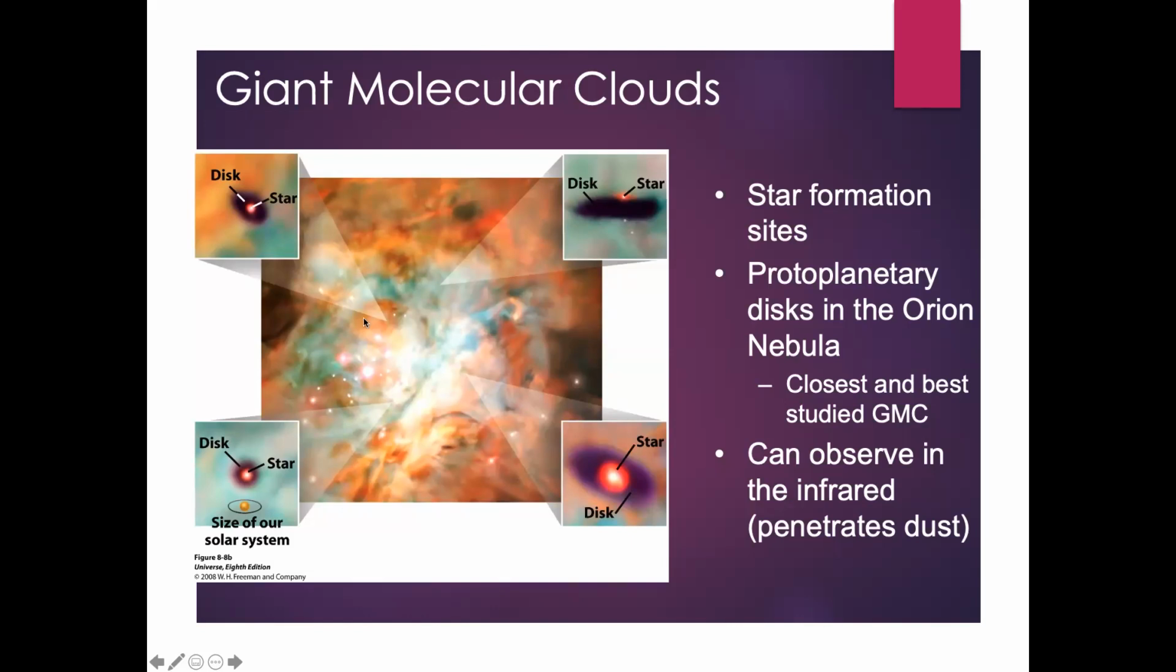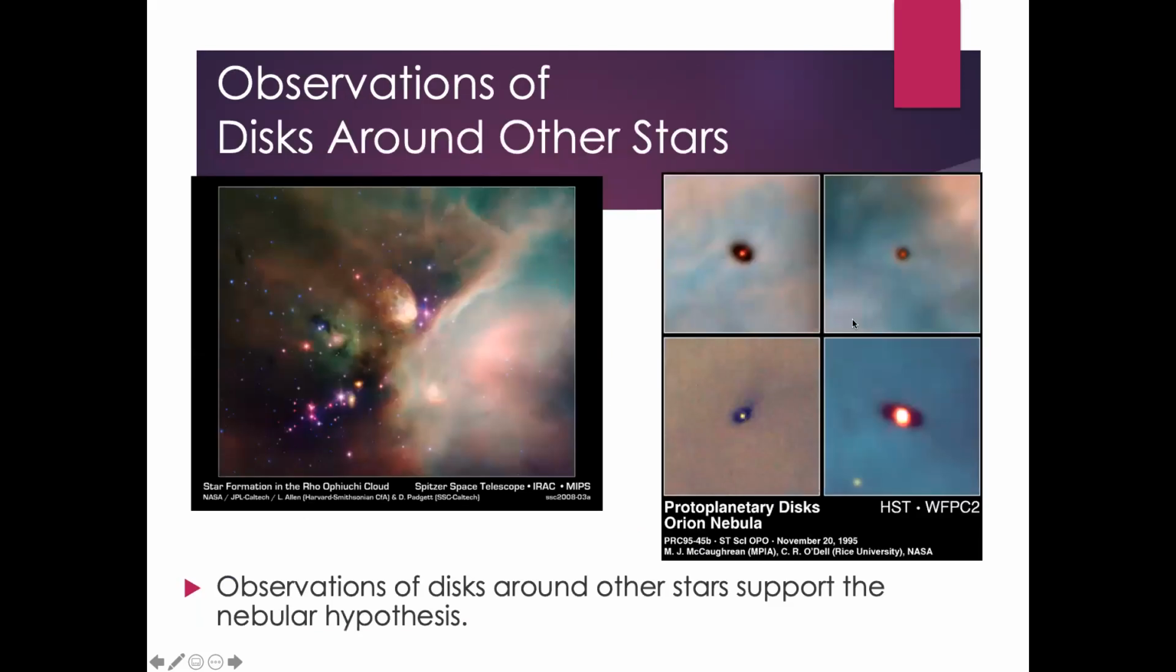Now, you typically can't see this stuff if you just look at these giant molecular clouds, these nebulae. But if we look at this through infrared light, remember we said that different kinds of light allow us to see different things, then we can actually see these protoplanetary systems. Here are some more observations in the Orion Nebula. Here are stars forming in the Rho Ophiuchi cloud.